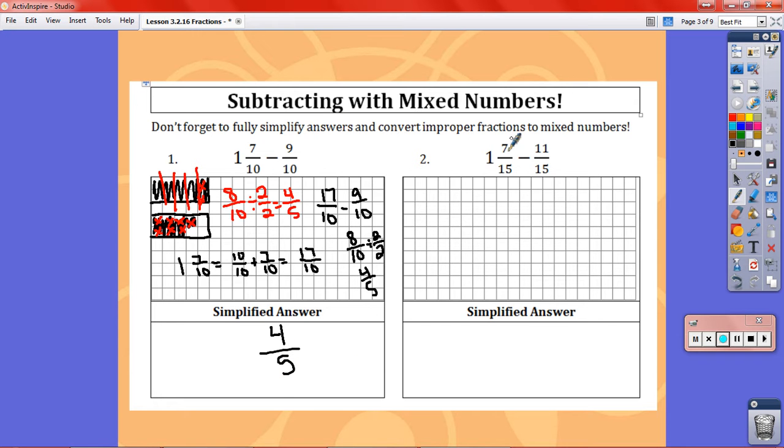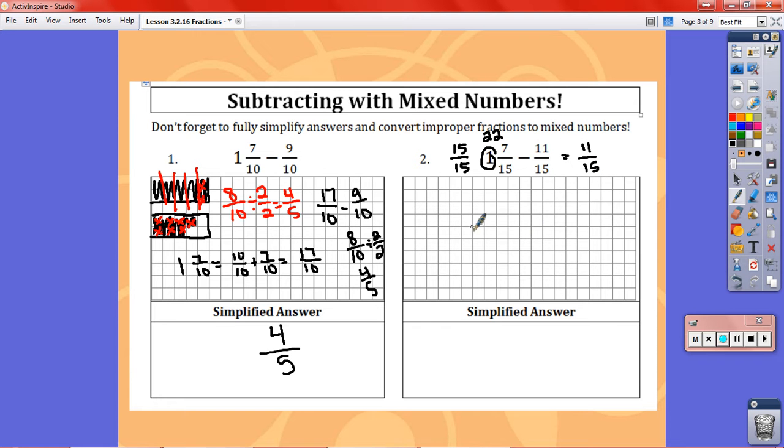Same thing here, but let's do numbers first. So 1 7/15 minus 11/15, well, I can't take 11 away from 7, so I'm going to have to break into this whole. So that's 15 out of 15. And when I put that together with the 7 pieces, 15 and 7 makes 22 pieces. So 22/15 minus 11/15 is equal to 11/15.